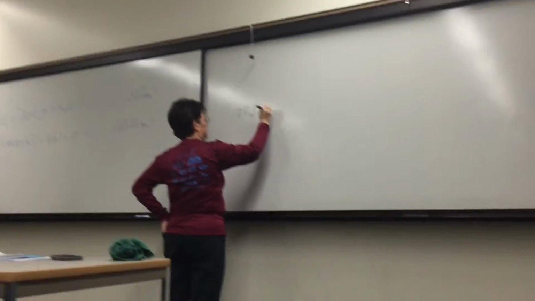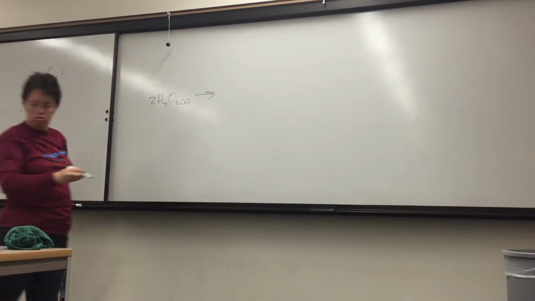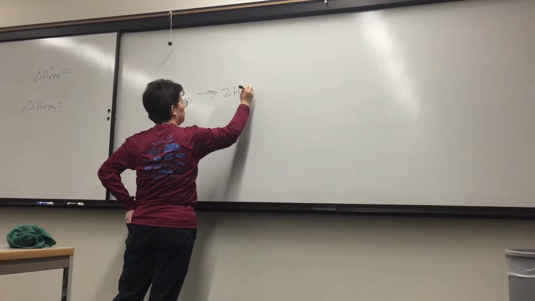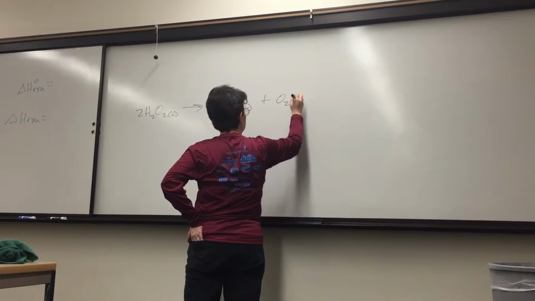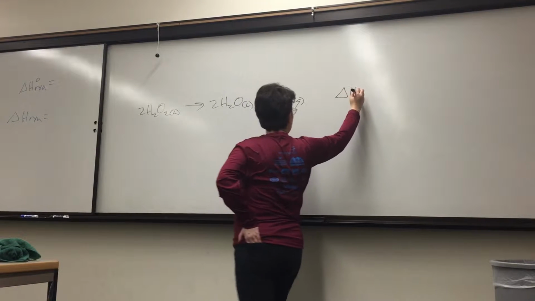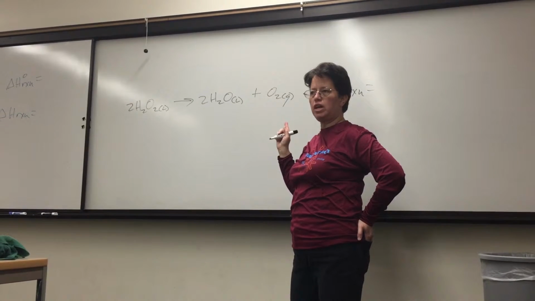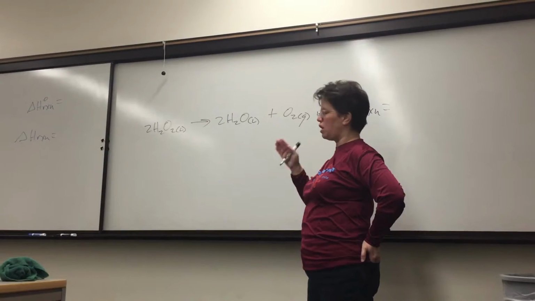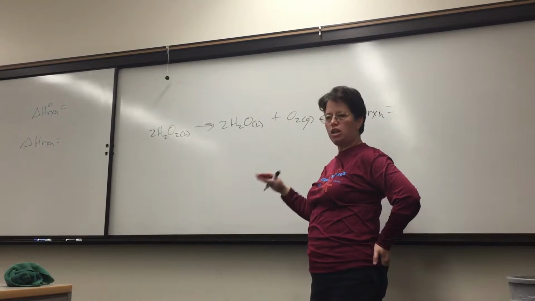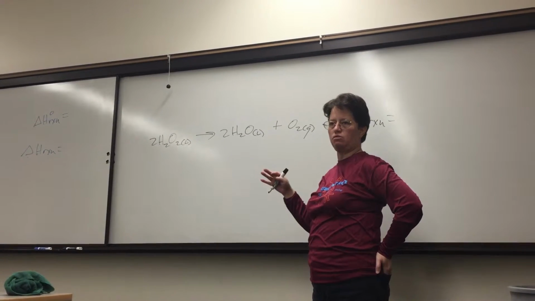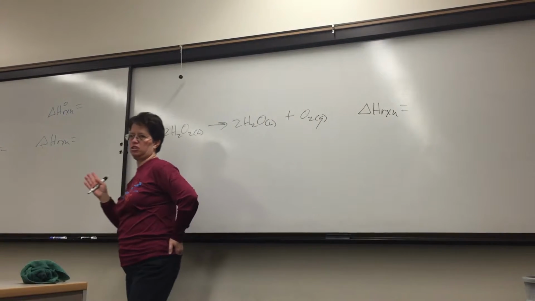Hydrogen peroxide as a liquid goes to water plus oxygen. We want to get the delta H of reaction. This is not a delta H of formation, right? Because I don't have one product with a coefficient of 1. I'm not just putting elements together at their simplest states. This is a reaction we can calculate, but it's not a delta H of formation.